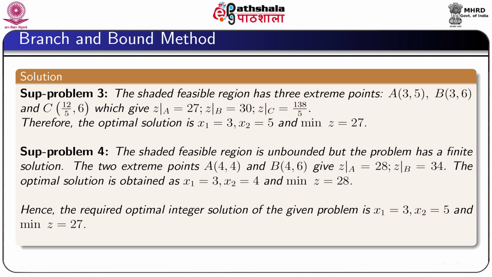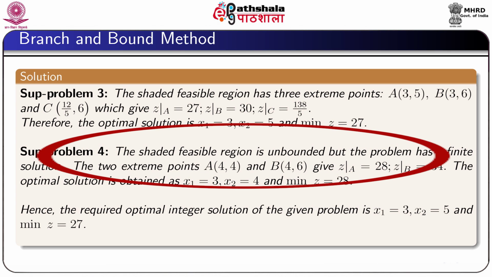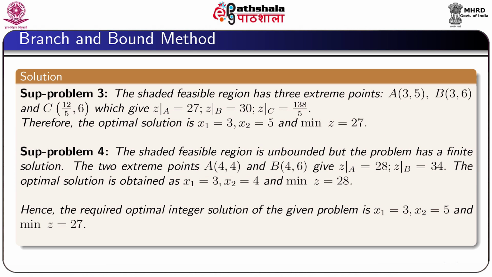And for the sub problem 4, that is the unbounded feasible region, gives the extreme points A (4, 4) and B (4, 6). The value of z at A is equal to 28 and the value of z at the point B is equal to 34. Obviously, the extreme point A (4, 4) gives the optimal solution. Therefore, the optimal solution is x1 equal to 4 and x2 equal to 4 and the minimum value of z equal to 28.